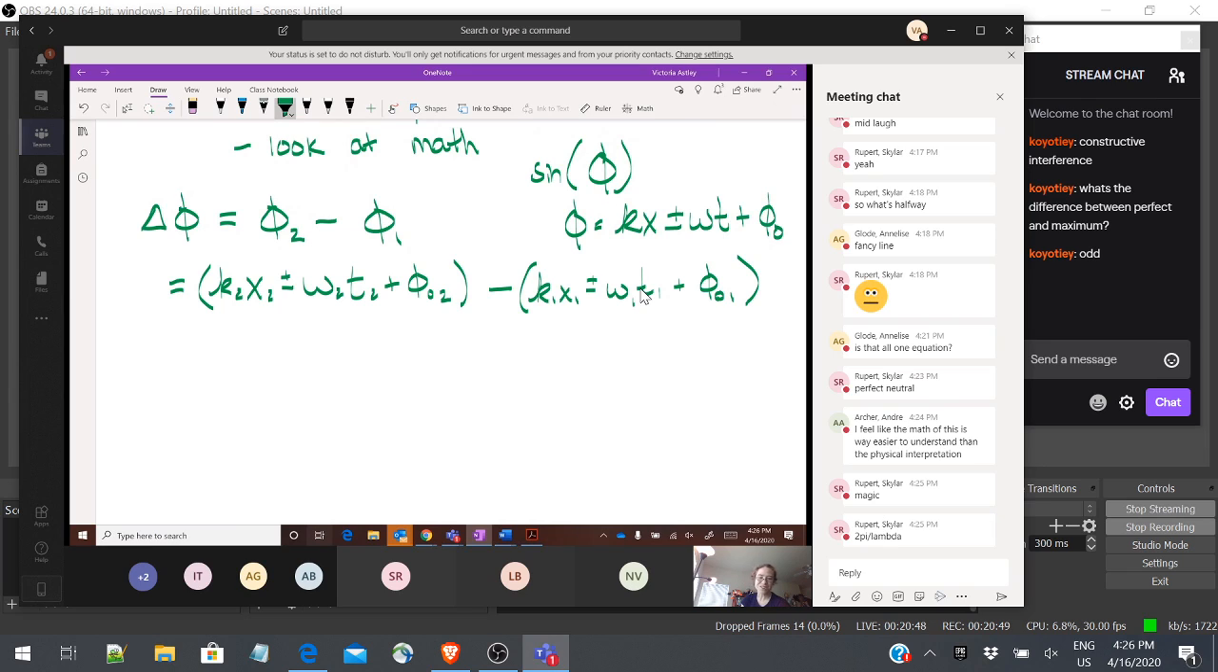Some of these things are the same. K2 is the same as K1 because we said that they had the same wavelength, right? Omega 2 is equal to omega 1 because they have the same period.